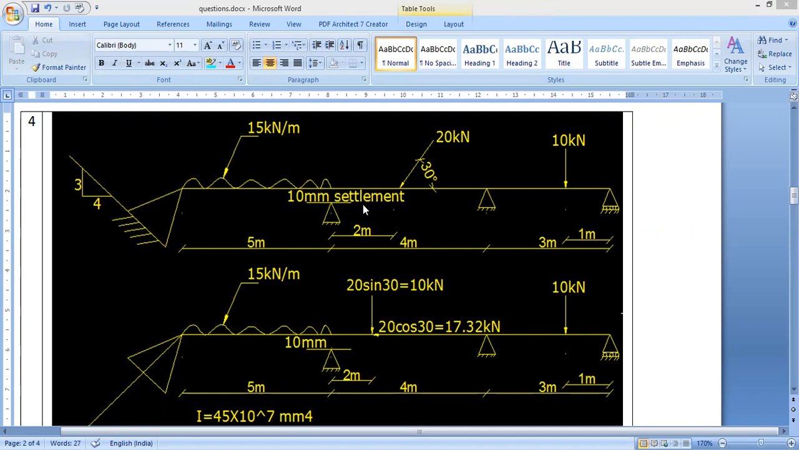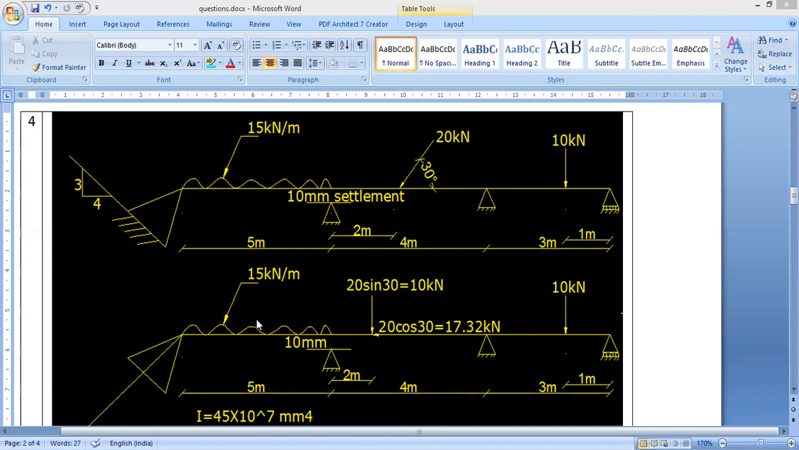the second support is settled by 10 mm, and there is an inclined force acting at an angle of 30 degrees at a distance of 2 meters from the second support. The span of the second beam is 4 meters. Similarly, the span of the third beam is 3 meters, and the 10 kilonewton loading is acting at a distance of 1 meter from the end support, or 2 meters from the third support.